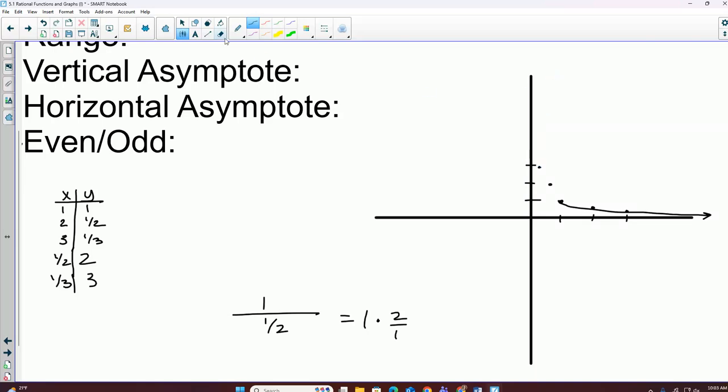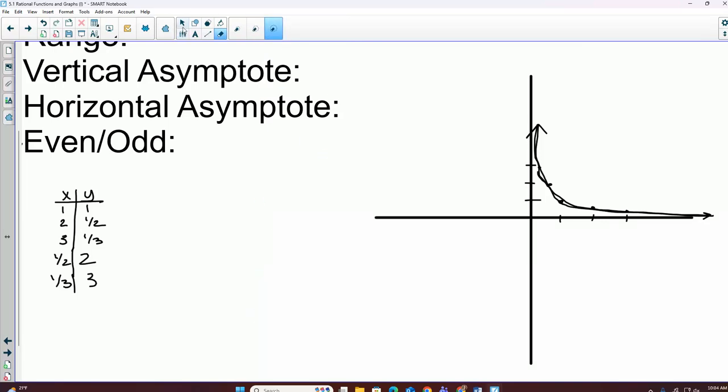It's growing. Now, can I put in 0? Can I do 1 divided by 0? We can't divide by 0. So what's happening is this is going up, and I can put in smaller and smaller things, but I can't put in 0. So we're getting this curve that's between the x and y axis.